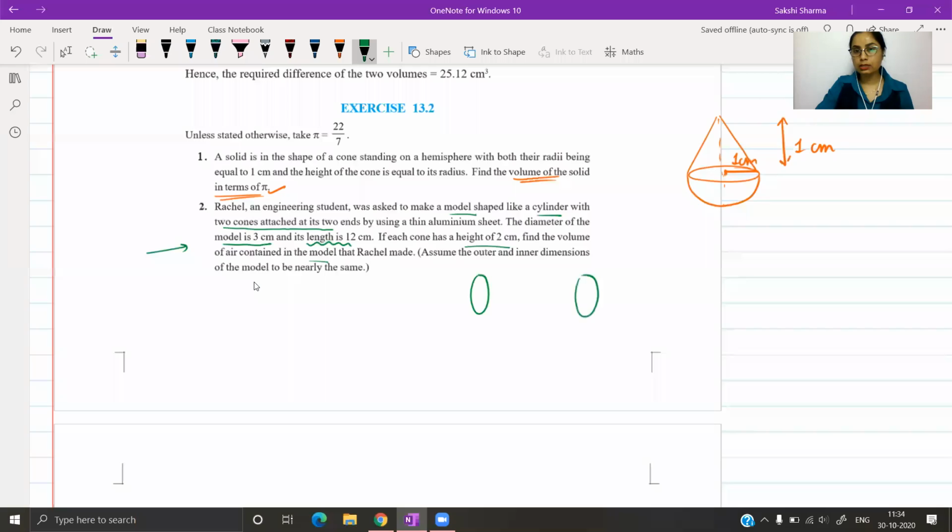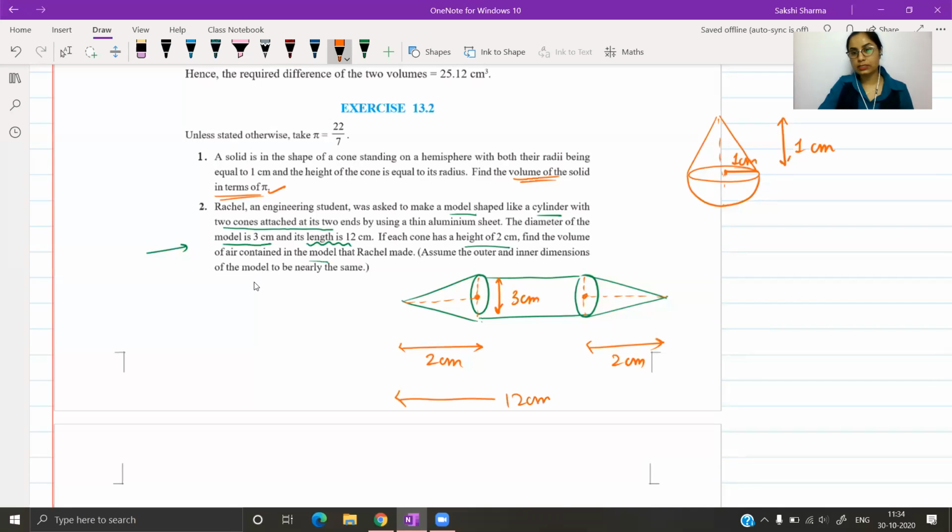You can draw it horizontally. You can draw a cylinder and then draw cones on the two ends. You have been given that the diameter is 3 centimeters for the cone as well as for the cylinder. The vertical height for the cone is 2 centimeters, whereas the total length of the model is 12 centimeters. The middle portion will be forming the height for the cylindrical part. Can you find out the height using this?